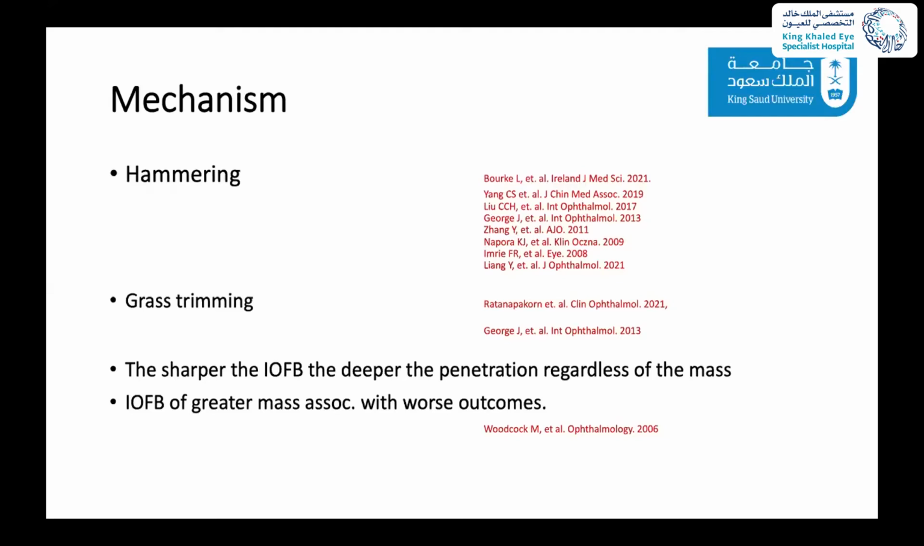The sharper the intraocular foreign body, the deeper the penetration, regardless of the mass. But if the mass is greater, it means worse visual outcomes overall because of the higher inner energy that is accompanied by the higher mass of the foreign body.